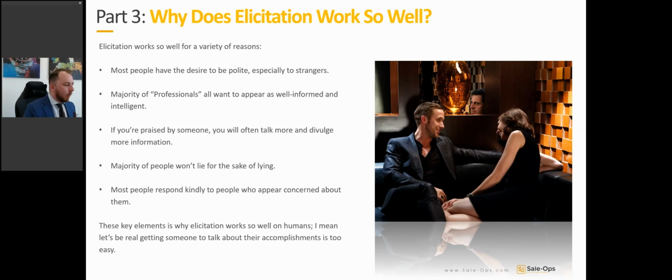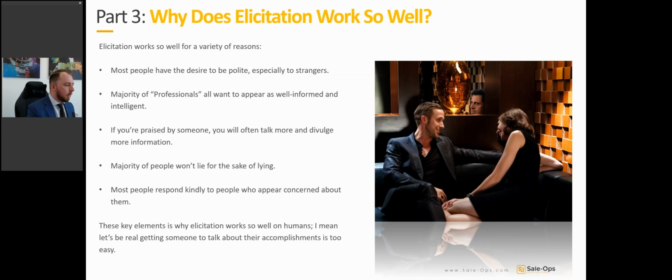Third, if you are praised by someone and your ego is stroked, you will often talk more and give more information about yourself. Sometimes even confidential information about how much you make, how much you pay in taxes, where you go, how much you spend, where you spend it, how much your car payment is. All these things that people don't talk about. Sometimes they will talk about it if you start to stroke their ego and praise their success.